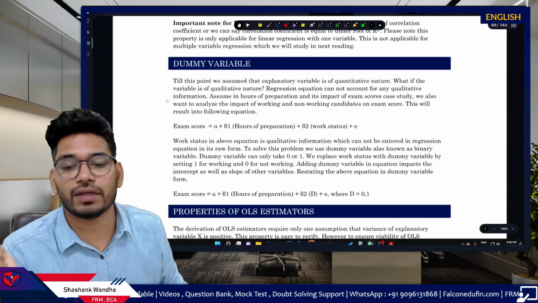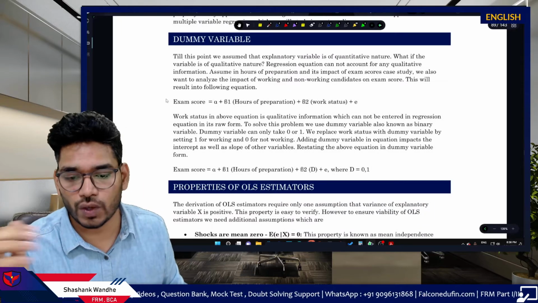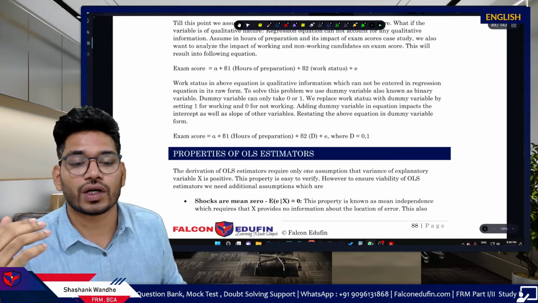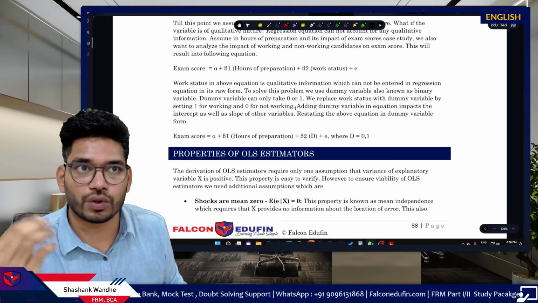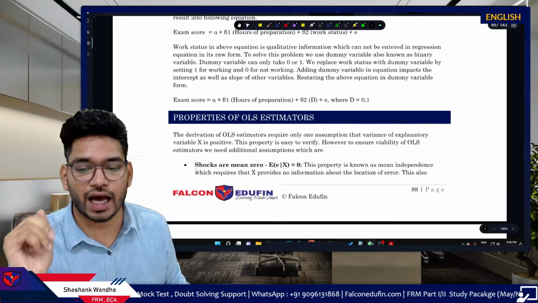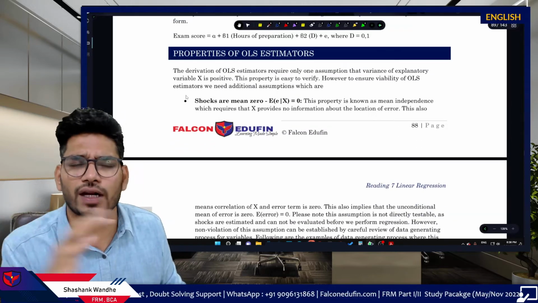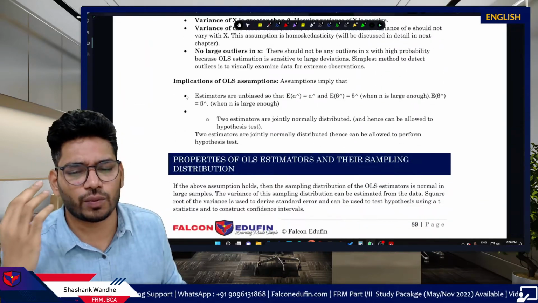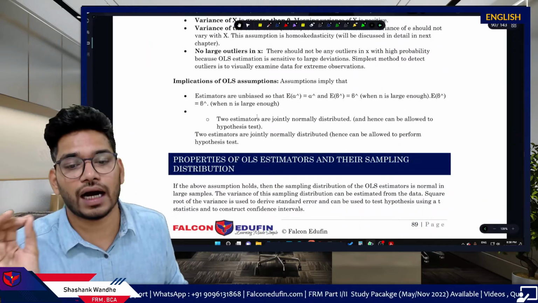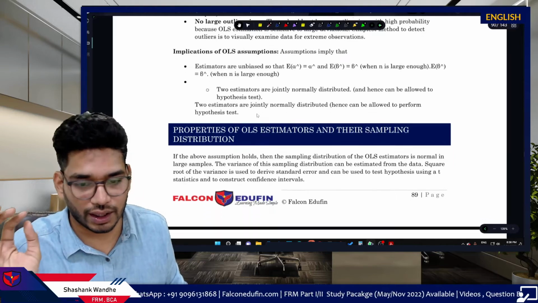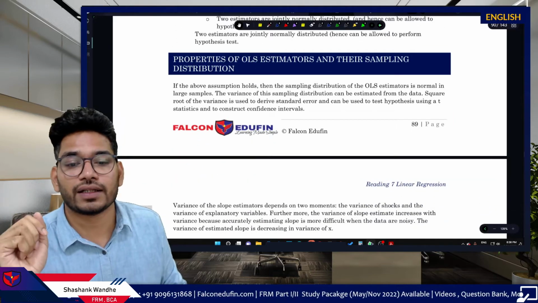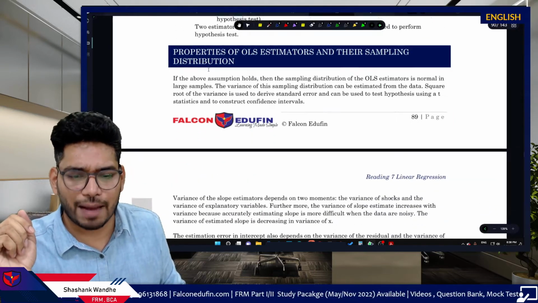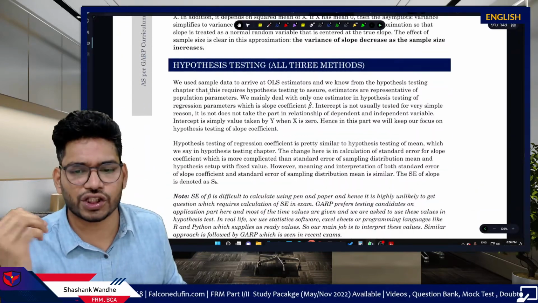Next is the dummy variable. So this is a basic concept of dummy variable. So what is dummy variable and how it works? Here the most important area is how many dummy variables you need for a specific scenario. Then we have properties of OLS estimator, super important. You must remember each and every property, you must understand each and every property by heart. There is no escape from it. Then properties of OLS estimator and their sampling distribution, very basic discussion, just read it once.